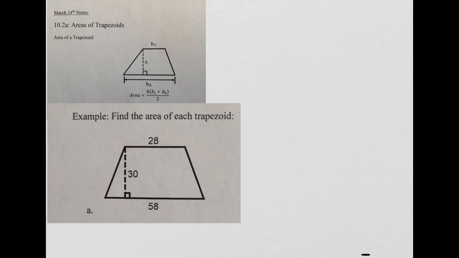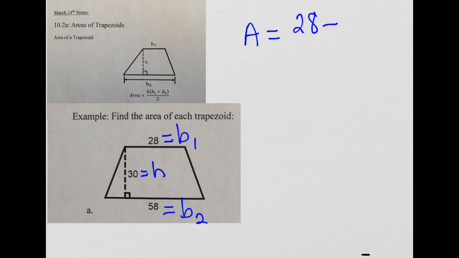So we're just going to use the formula. Looks like 28 is our first base, 58 is our second base, and 30 is our height. So we just plug that in. Area equals 28 plus 58 times the height, which is 30, over 2.